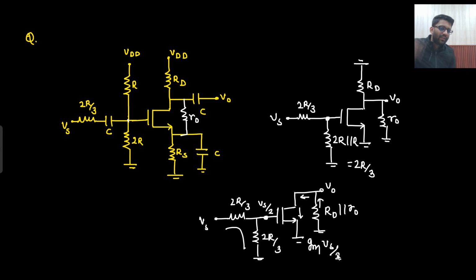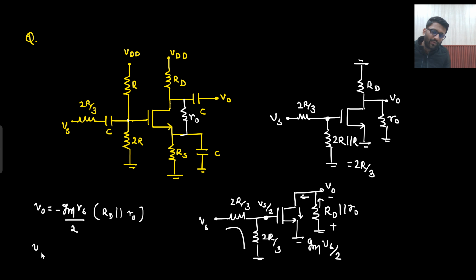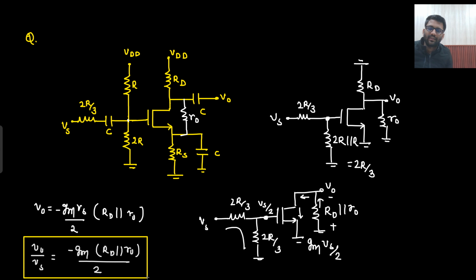So what will be your V0? In which direction is the current flowing? The current is flowing like this, so this will be plus and this will be minus. So V0 equals Gm Vs by 2 current flowing, but the potential is negative, into Rd parallel with R0. So V0 by Vs equals minus Gm times Rd parallel with R0, divided by 2. That is the final gain.